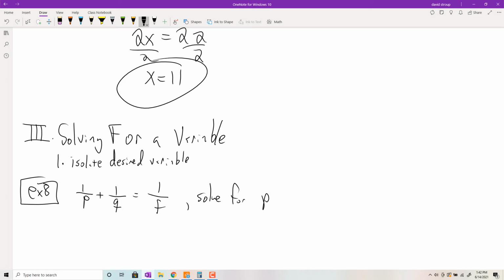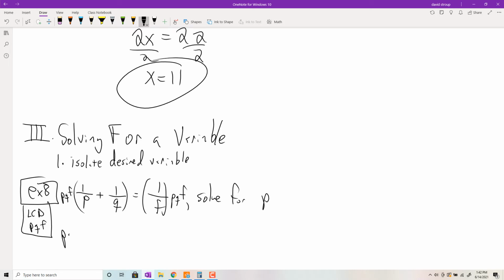Okay. The first thing you're going to do when you see this is get rid of those fractions. So use all the techniques we've been using to get rid of the fractions. And so in this case, our LCD is going to be PQF. Right. We don't have to worry about restrictions here usually in this context. We'll just multiply. Okay, so here multiply by PQF. On the other side, you do the same thing.